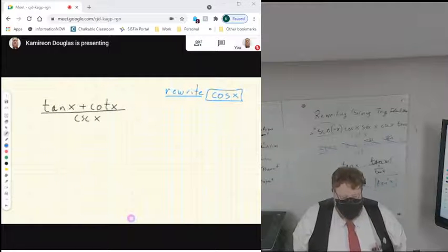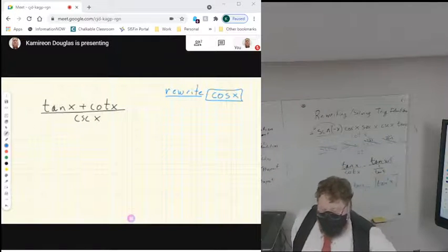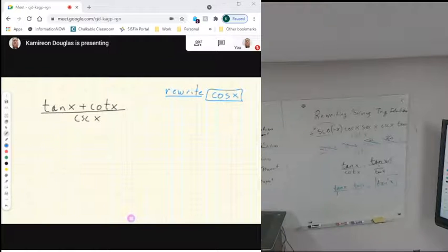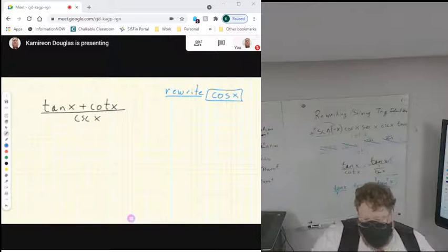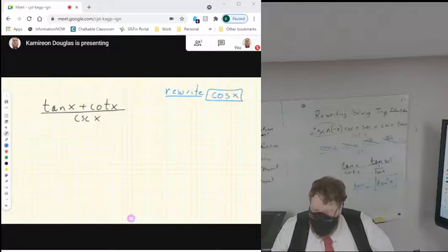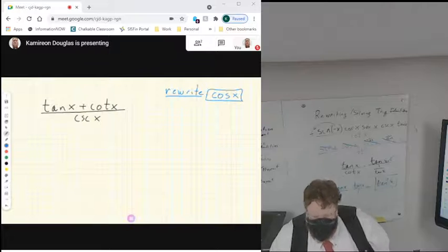Alright. I'm going to follow Garrett's advice. I'm going to use the quotient rules to fix the tangent and cotangent. I'm going to use the reciprocal rule to fix the cosecant so that everything becomes sines and cosines, which means for a while, this is going to look a lot worse. Accept that. Move past it. Let's take this step. Here we go.